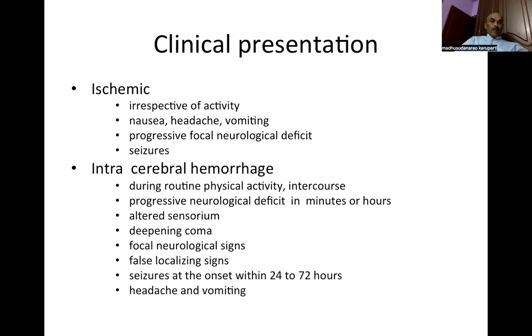Okay. So intracerebral hemorrhage. Intracerebral hemorrhage can occur anytime during routine physical activity or during intercourse. It results in progressive neurological deficit in minutes and rapidly progresses within hours. Patient develops altered sensorium with a deepening coma. There will be false localizing signs and also focal neurological deficit. And there are signs of raised intracranial pressure and seizures at the onset within 24 to 72 hours, which is a feature of intracerebral hemorrhage. Headache and vomiting. Headache is more intense in subarachnoid hemorrhage.